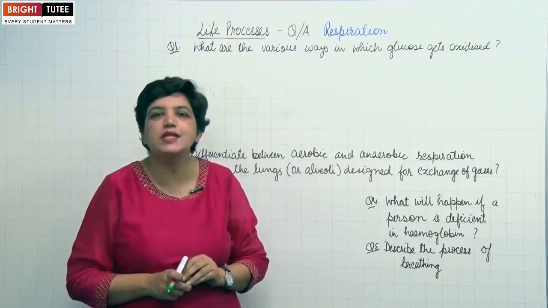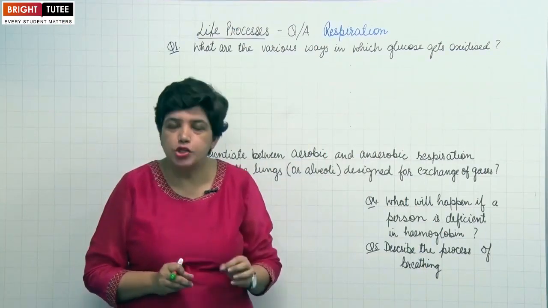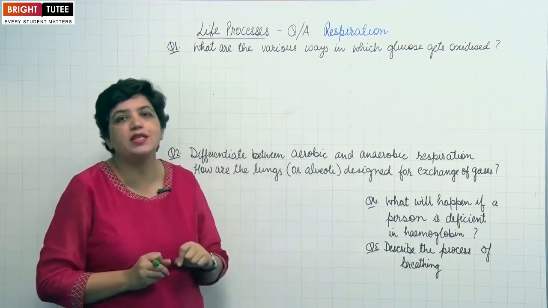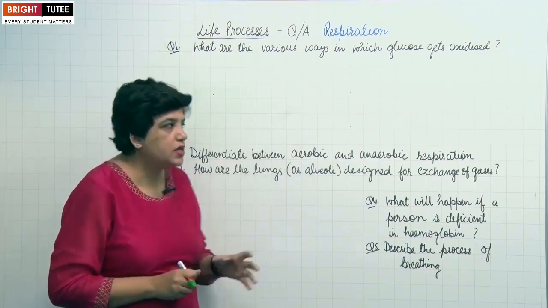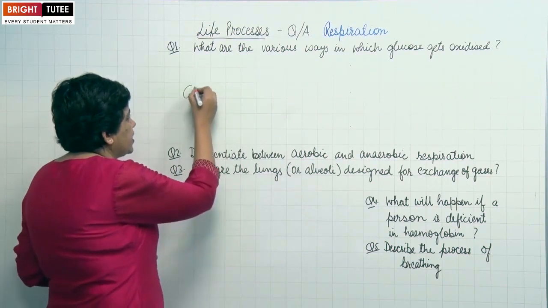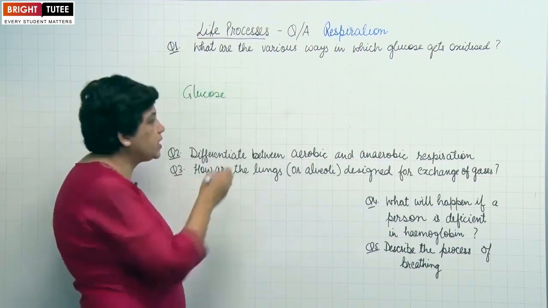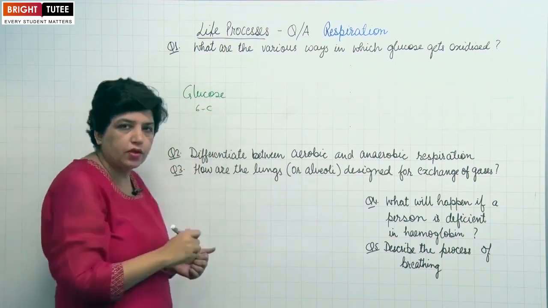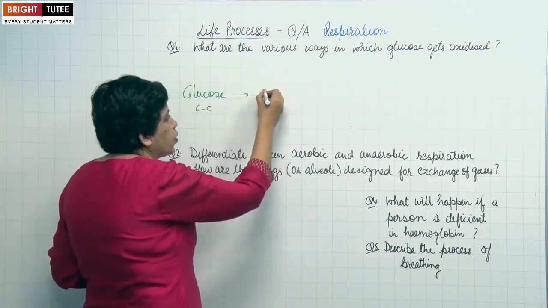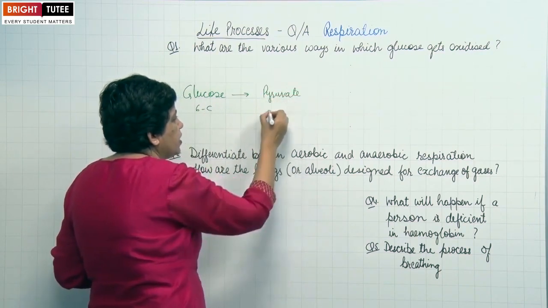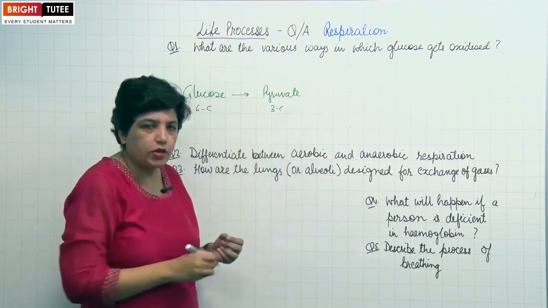The next topic is respiration. Question number 1. What are the various ways in which glucose gets oxidized? I'll tell you the 3 ways in which glucose gets oxidized. Glucose is a 6-carbon molecule. First of all, it gets broken down into pyruvate, which is a 3-carbon molecule.